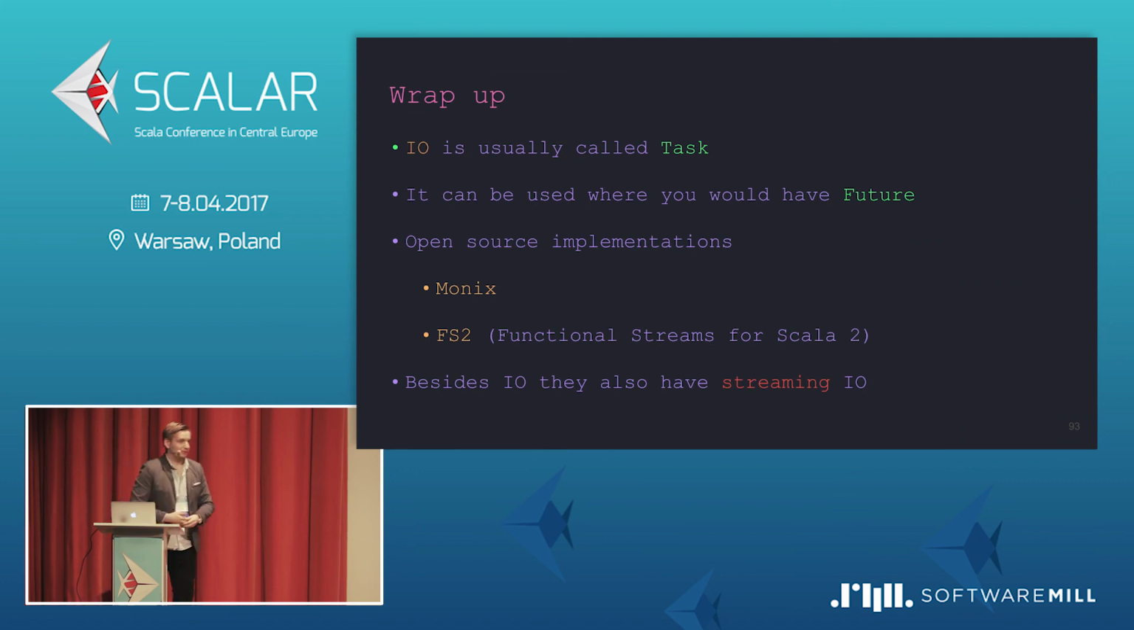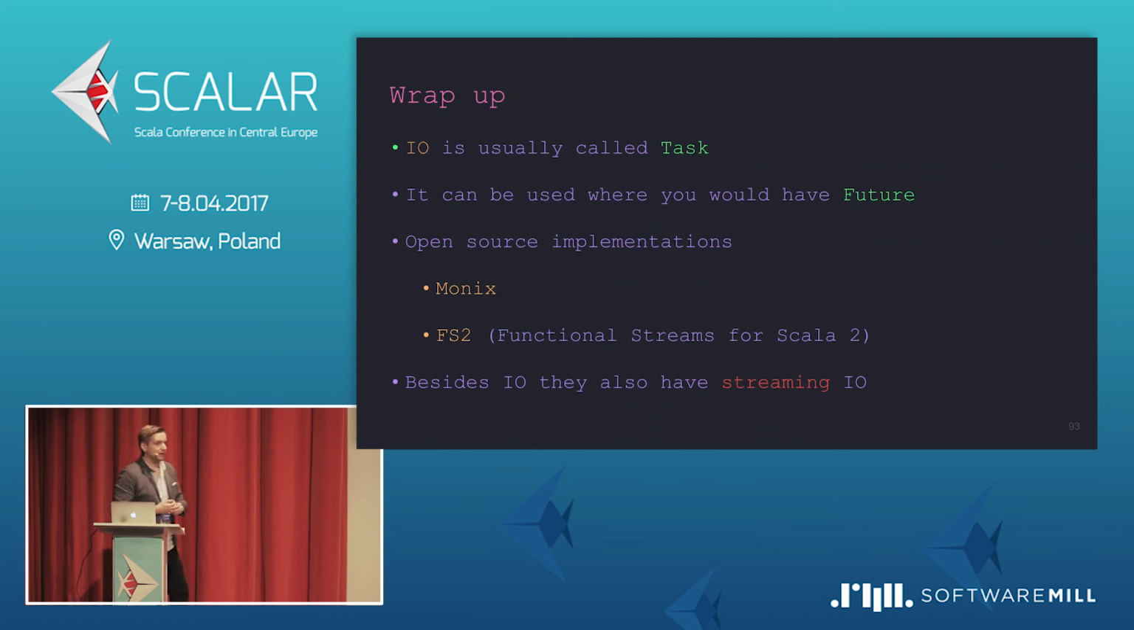To wrap up, IO is actually called a task. There are at least 2 implementations out there in the wild, 2 libraries you can use. One is called Monix. The second one is called Functional Streams for Scala. As I said, you probably should use it where you use future, but now the task is lazy, so you can say where you want your side effects to happen.